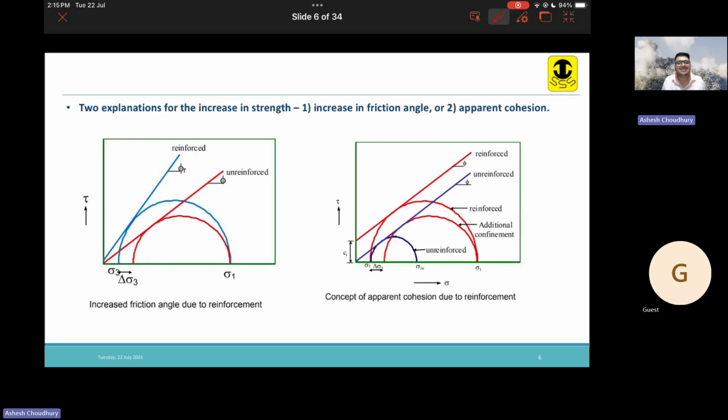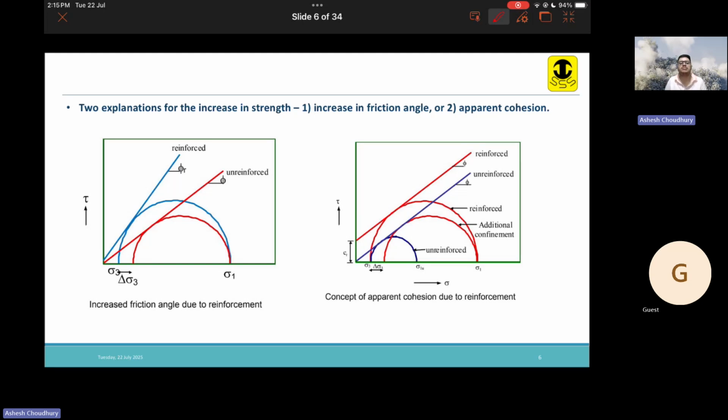Now, we already saw that as we reinforce the soil, with some kind of reinforcement, maybe geotextile, geogrid, whatever, the strength of the soil is increasing. So how can we explain this increase in strength?